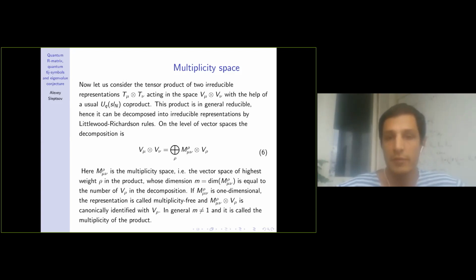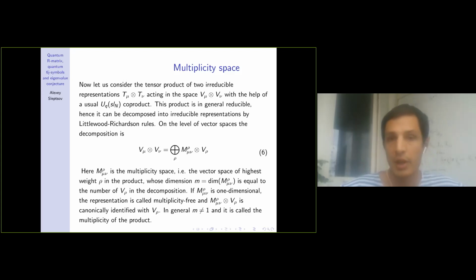That is, it is a vector space spanned by highest weight vectors of the corresponding weight rho. The dimension of this multiplicity space is equal to the number of repeated summands V rho in this decomposition. If the multiplicity space is one-dimensional, then the representation is called multiplicity free. In the general case, of course, M is greater than 1, and we have some multiplicity in this decomposition.